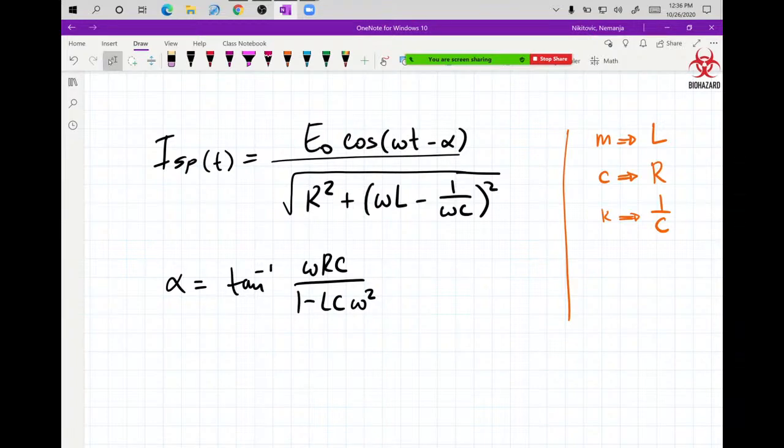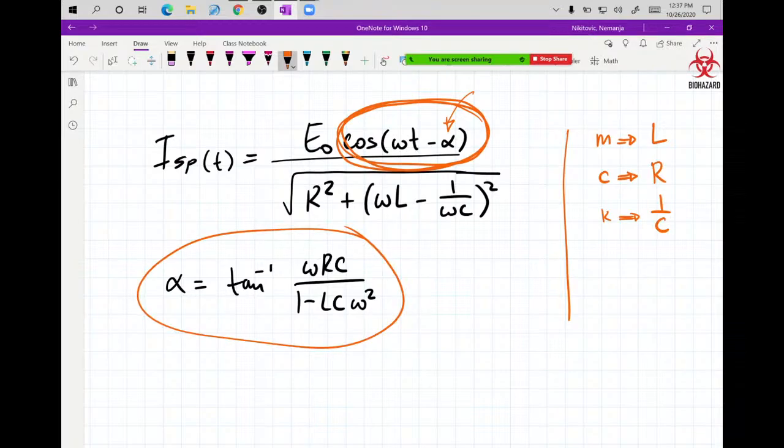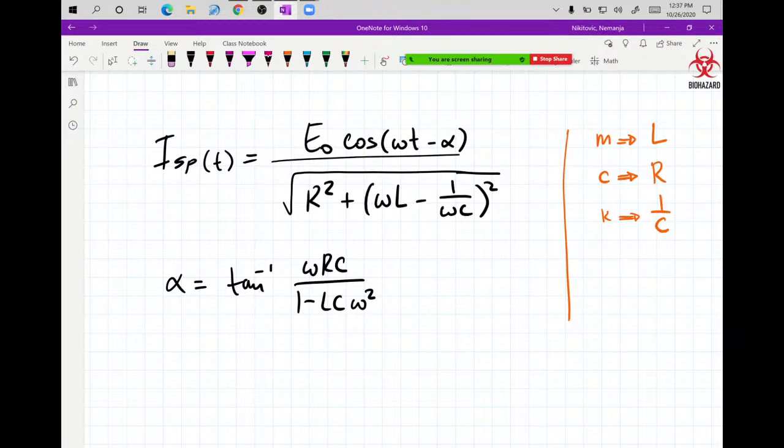Put these parameters, L, R, and 1 over C, and follow the same steps as in mechanical, and you will come up with these equations. Now, this is your solution. You can see here, this is the solution from the left-hand side. It has that phase shift alpha in it. Alpha is given in terms of R, C, and L. If you change any one of them, obviously things change for the circuit, and you go from there.